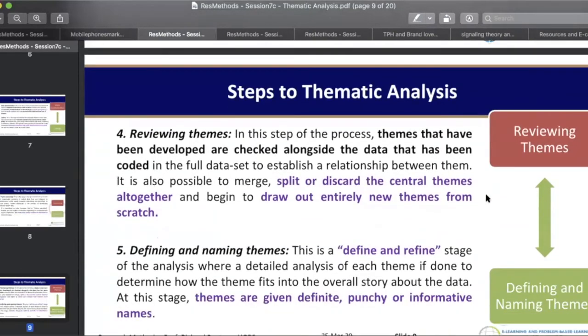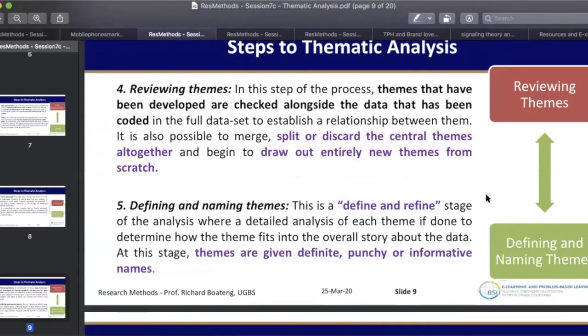Then review the themes. In this process, the themes that have been developed are checked alongside the data that has been coded in the full data set to establish a relationship between them. It's also possible to merge or discard a theme. So reviewing your themes means that you are comparing the themes that you have found. Can some of them connect with each other? Are they related to each other? Are some of them not directly tied to the research question or our research purpose, so we can drop them?